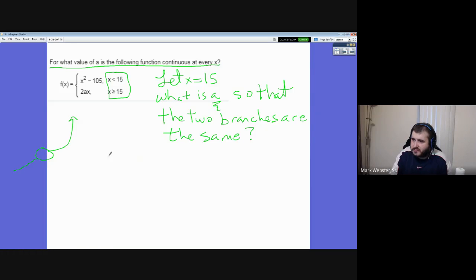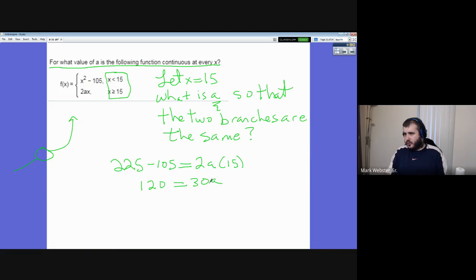So let's figure out what value of A needs to be in order to make that true. We're going to say x is 15. So 15 squared, that's 225 minus 105. That better be equal to this part. Well, x is 15, right? 2 times A times 15. So let's simplify this: 120 had better be the same as 30A. So this is the place that makes these two the same.